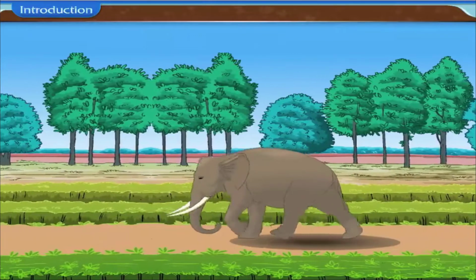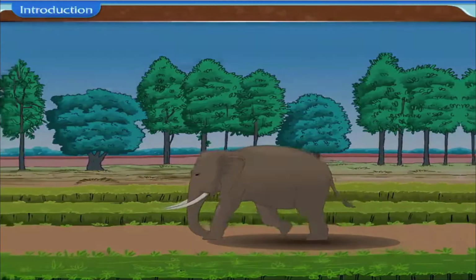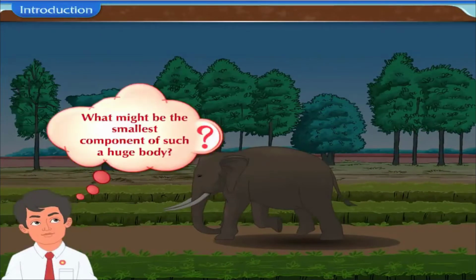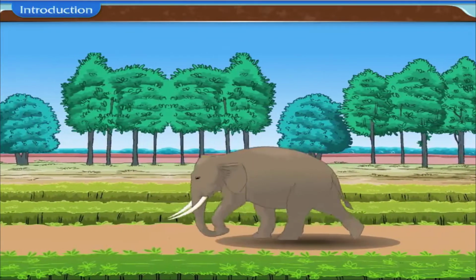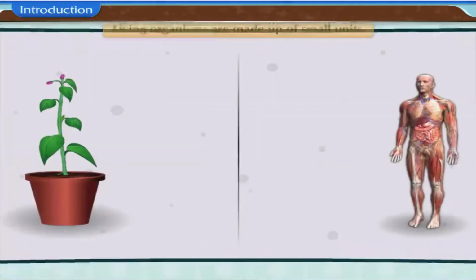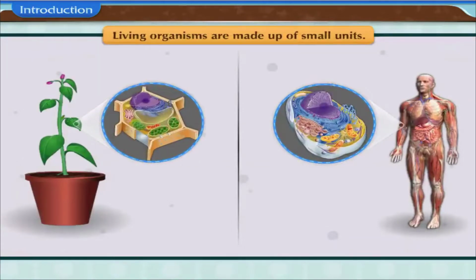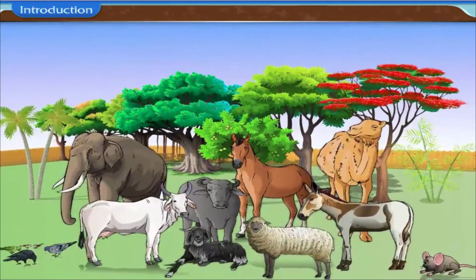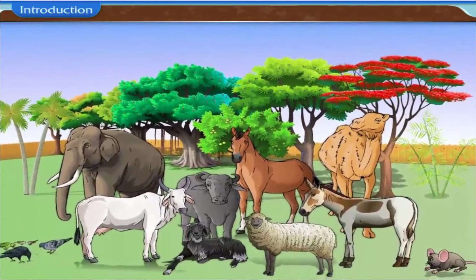Introduction. See this elephant? With what pride and grace he is walking. But have you ever wondered what might be the smallest component of such a huge body? Yes, we have already learnt in our previous grade that all living organisms are made up of small units called cells. The number of these smallest units is not the same in the bodies of all organisms.